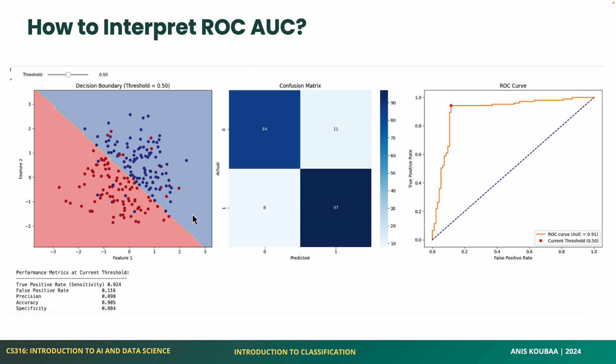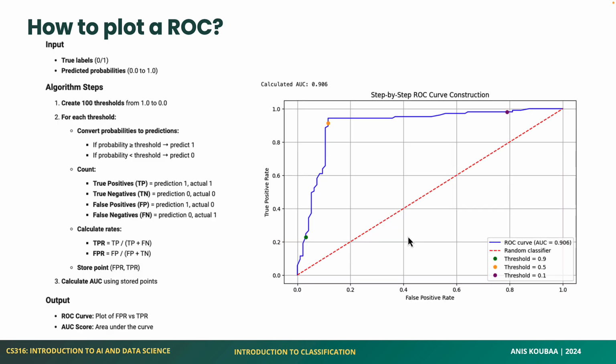I will show you now an interactive visualization where you can change the value of the threshold and observe the point that corresponds to it on the ROC curve, because this ROC curve is actually constructed from multiple threshold points. And here I give you even the algorithm. We can make a loop to plot the ROC curve. Look how we can do it. We create 100 threshold values, for example, from 0 to 1, and we plot a point of the resulting false positive rate and true positive rate.